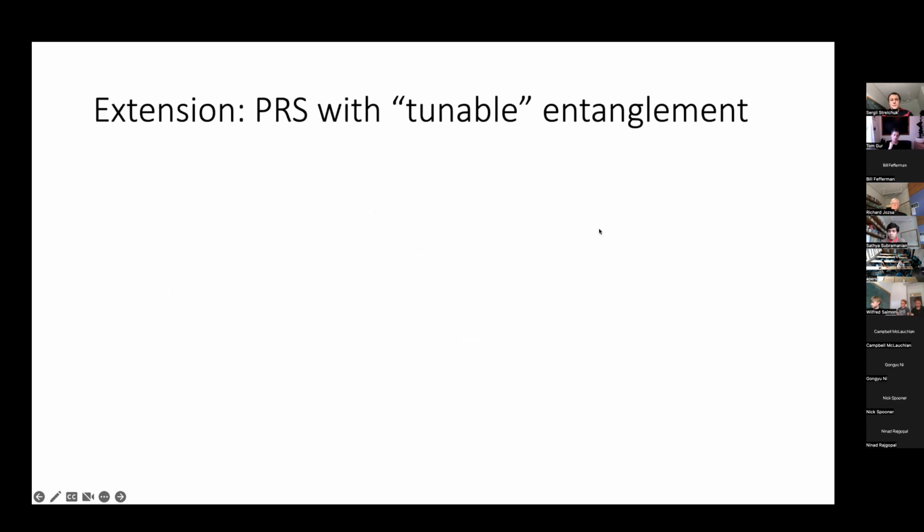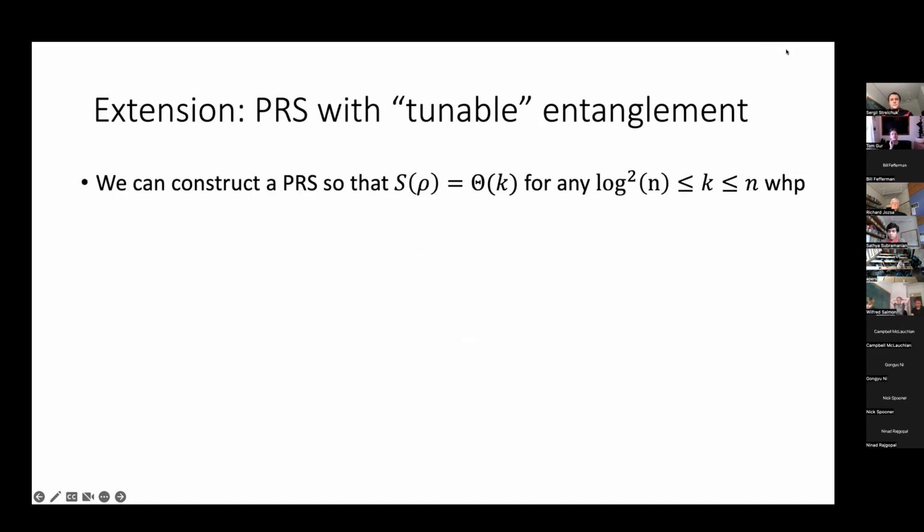Awesome. Let me keep going because I'm running out of time. I wanted to say that we can extend this to a PRS with tunable entanglement. Let me say what I mean by that. So far, it seems like we've taken some PRS that has potentially very high entanglement, we don't really know, and reduced the entanglement. But in fact, we can extend this so that we can construct a PRS with respect to, again, some fixed partition of the qubits, so that the corresponding entanglement entropy is exactly equal to k. It's upper bounded and lower bounded by k for any k between log squared and n.